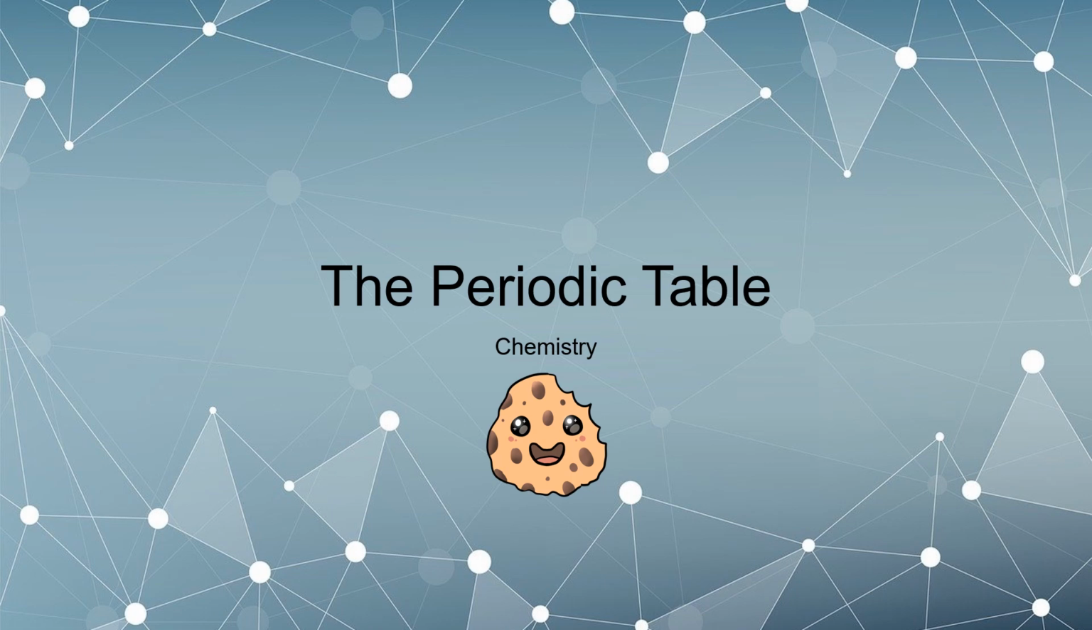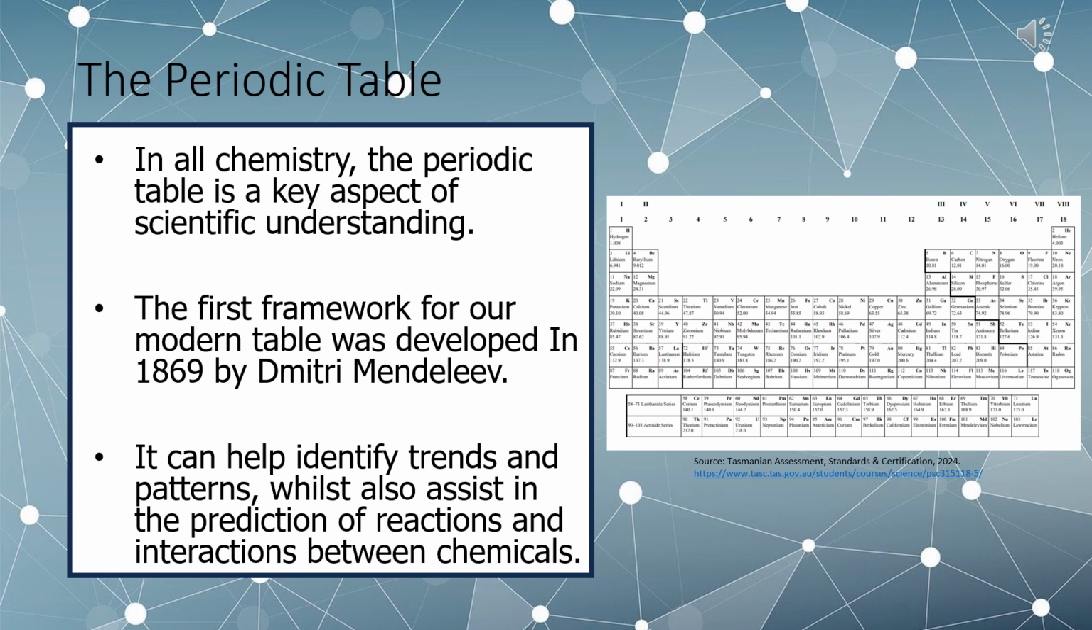Today we're going to explore the periodic table, including many different aspects that we can use to help us in chemistry. The periodic table lists all the elements that we know of, and is a key aspect of scientific understanding. In chemistry, I would go as far as to say it is the most powerful tool in your arsenal for any sort of problem or scenario you may be facing.